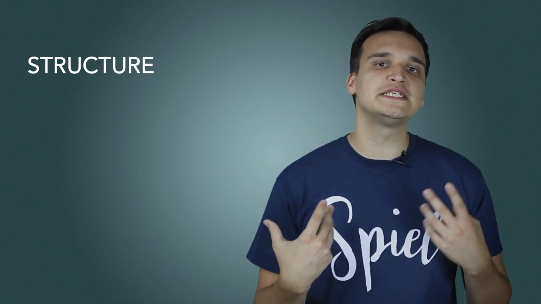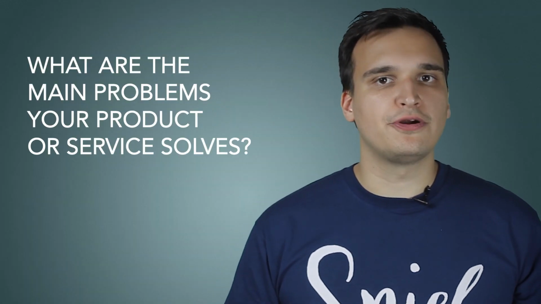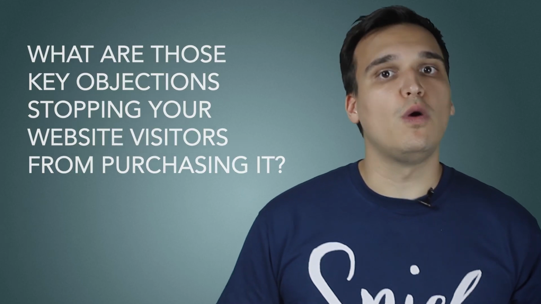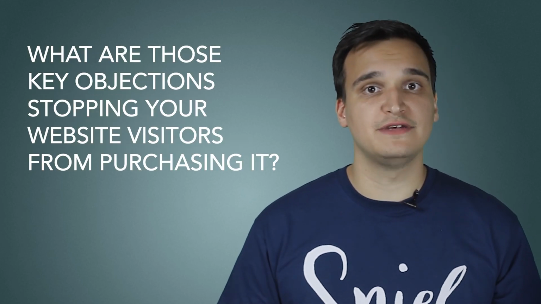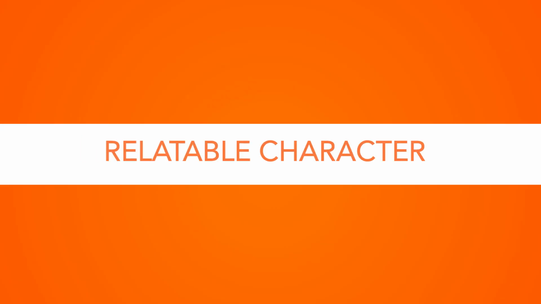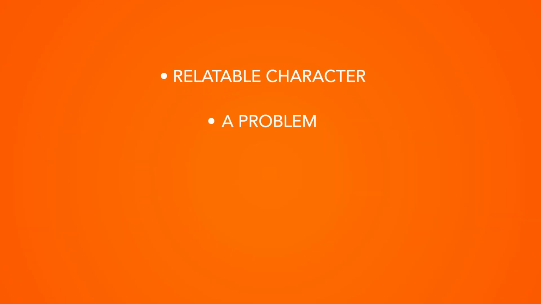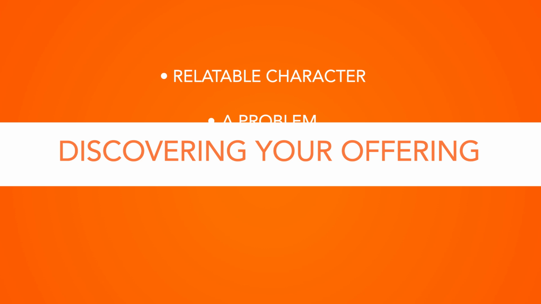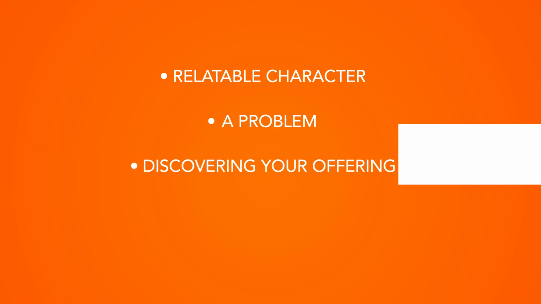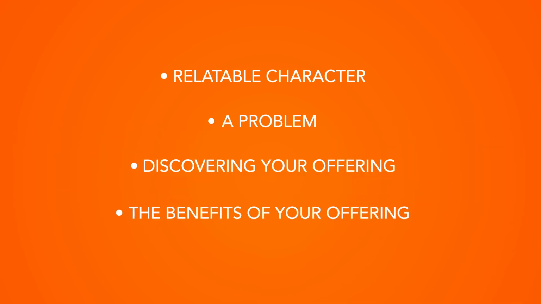A simple yet universally appealing story structure is to show a character overcoming a problem that improves their lives in some way. So, what are the main problems your product or service solves? And what are those key objections stopping your website visitors from purchasing it? With these answers, you can start building up the key components of the story around your explainer video message. Your relatable character, a problem they face, them discovering your offering in a way that quells those key objections, them reaping the benefits of your offering in their lives.